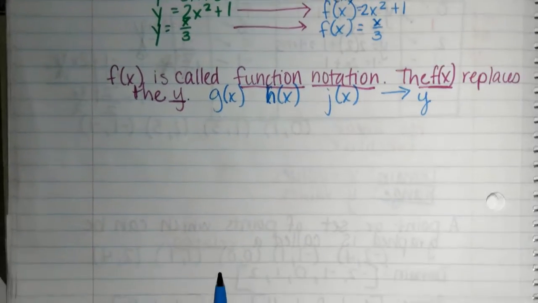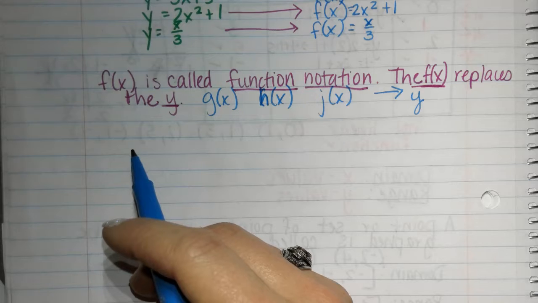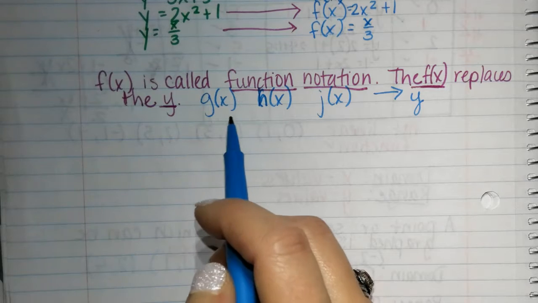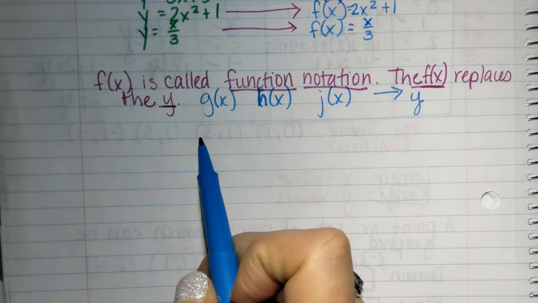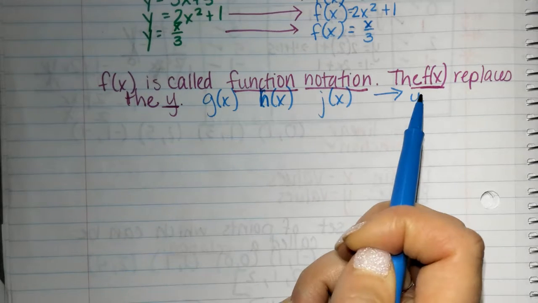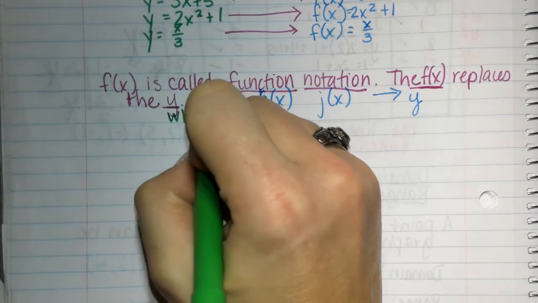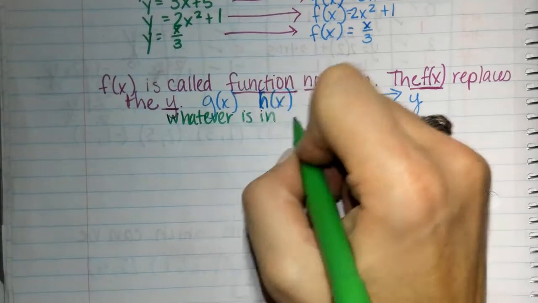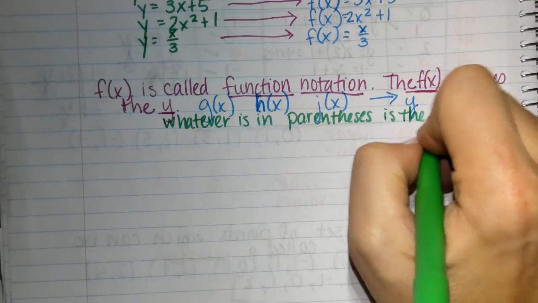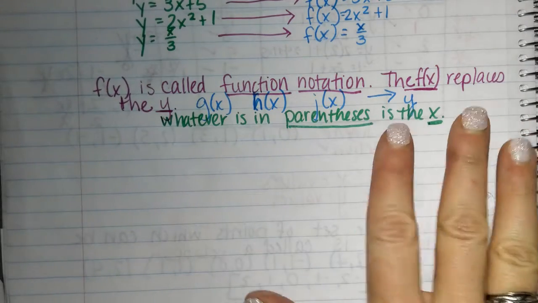We're going to see when we get a little bit further into functions, and especially in Algebra 2, that it's important for you to know the difference. Okay? So the f of x, the g of x, the h of x, and the j of x are all the y. Okay, so that means whatever is in parentheses is the x. Whatever is in parentheses is the x value.